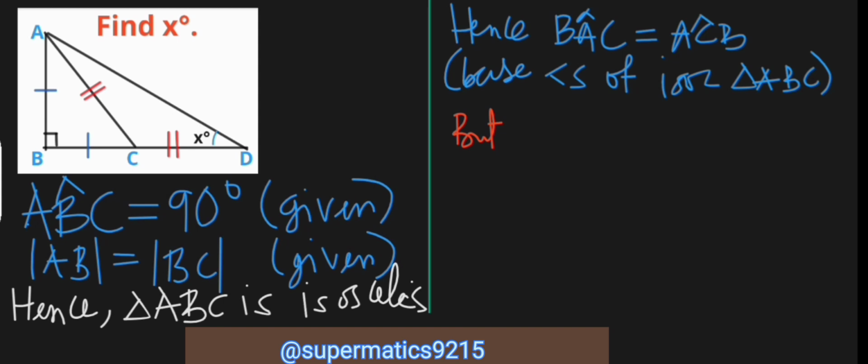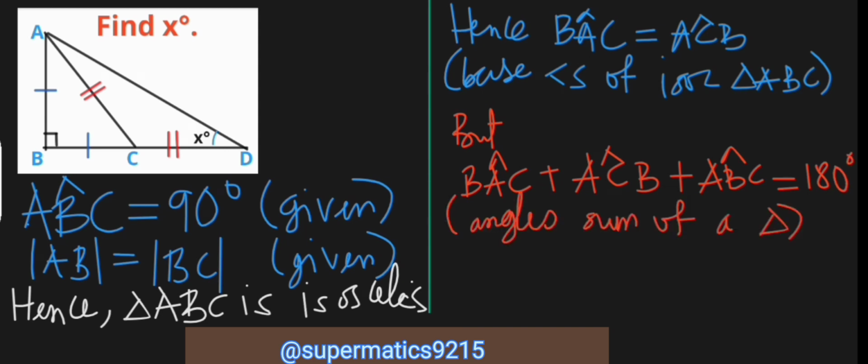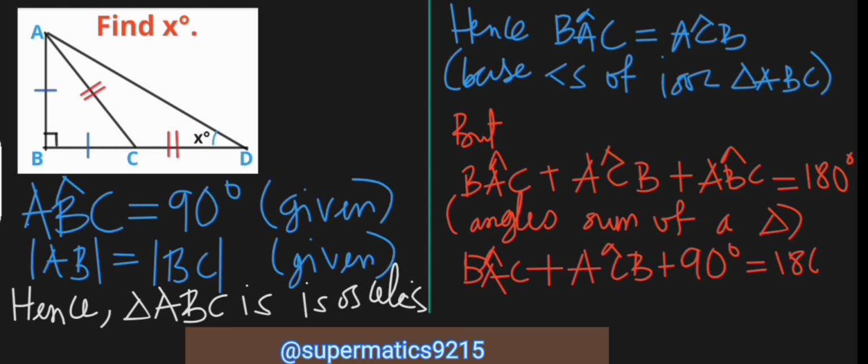So we can say that angle BAC plus angle ACB plus angle ABC must give 180 degrees. And this simply means that angle BAC plus angle ACB plus 90 degrees that ABC is must add up to 180 degrees, and subtracting 90 from both sides, angle BAC plus angle ACB must be equal to 90 degrees.